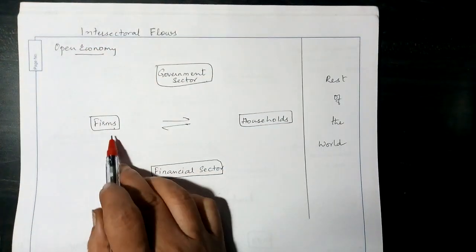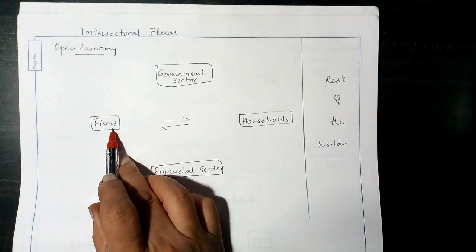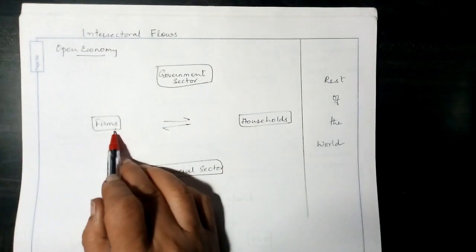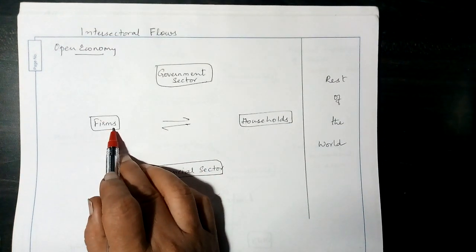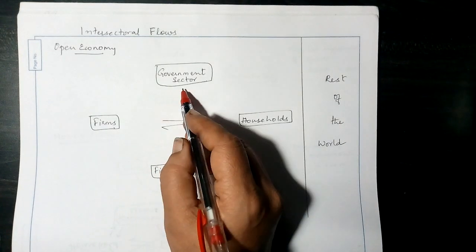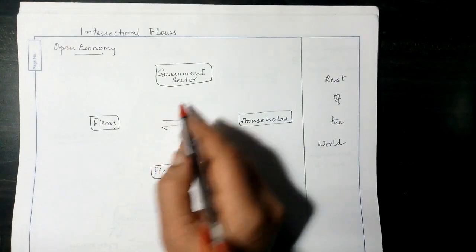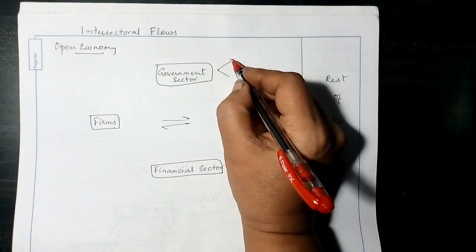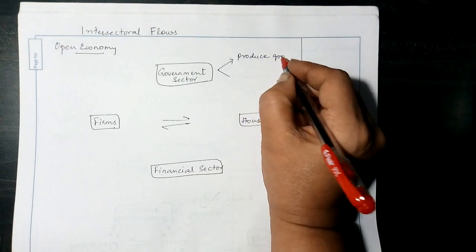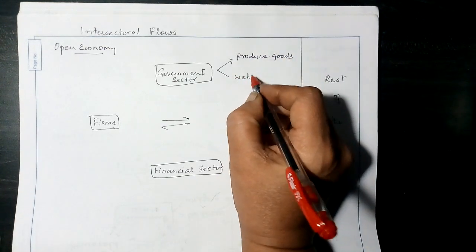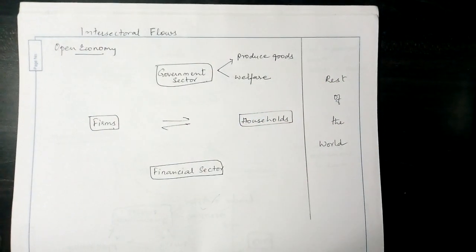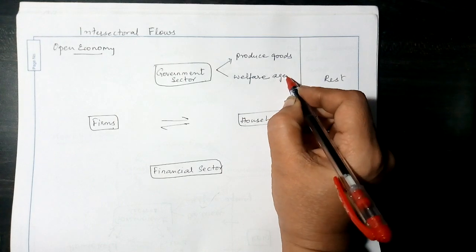So for now we saw firms depend on households for factor services, and households depend on the firms for goods and services. Now if you introduce the government sector, then the government has two things to do: one, to produce goods, and the other, welfare for the general public. That is the welfare agency.